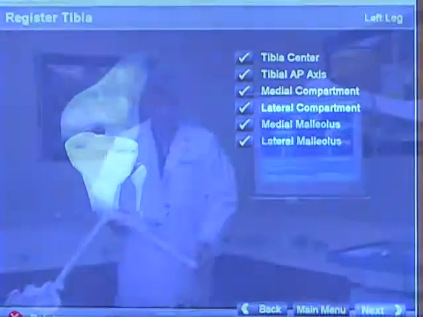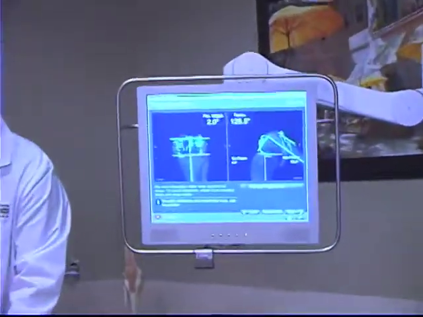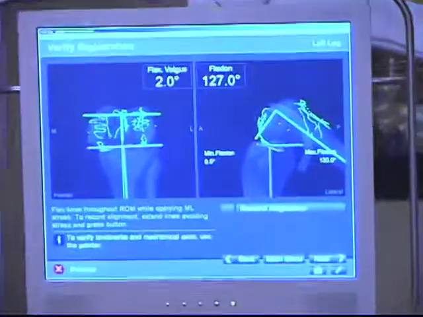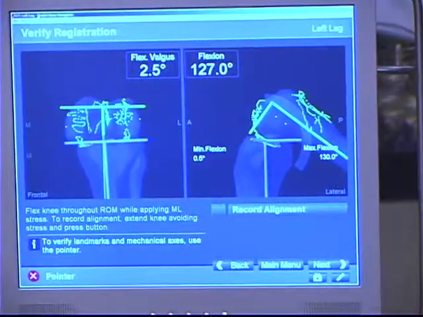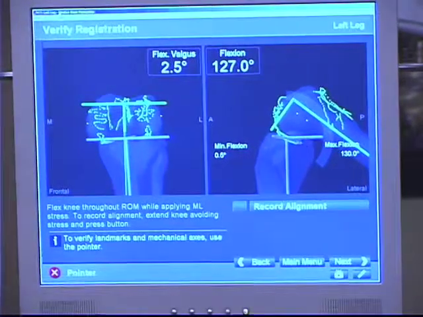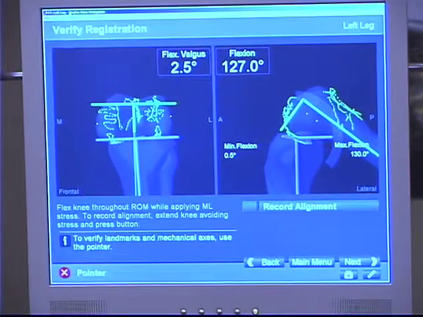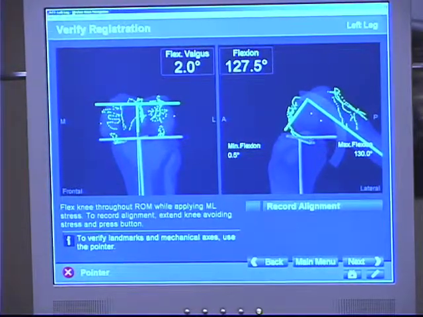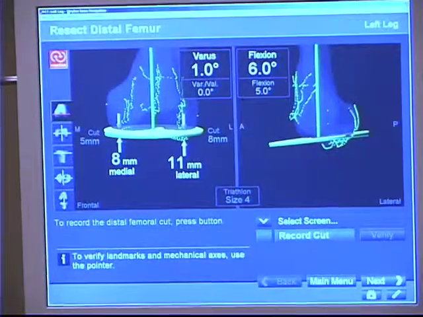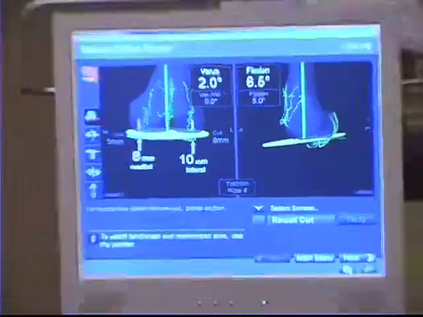With those points registered, based on the mechanical alignment that we now define for this construct, we can do many of the cuts for the shaping of the ends of the bone. This would then be pinned and the distal cuts be done.